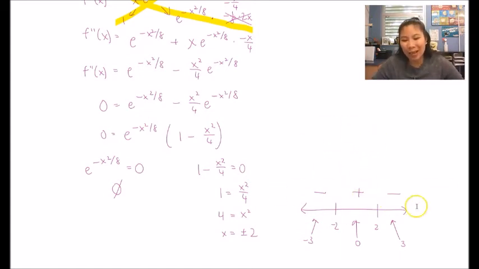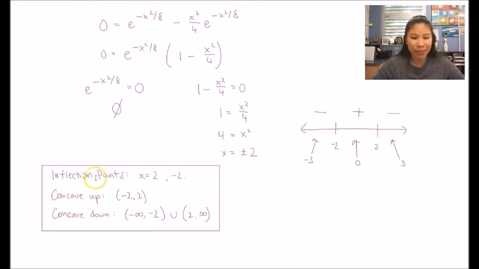Okay, so once we have our signs, then we know anywhere where it's negative, that's going to be where it's concave down. Anywhere where it's positive is concave up. And because at negative 2 we go from a minus to a plus, that means negative 2 is an inflection point. And at positive 2 we go from a plus to a minus, so that's also an inflection point. So here it is all written out. We've got inflection points at x equals 2 and negative 2. We're going to be concave up between negative 2 and 2 because of that positive section right there, and then concave down from negative infinity to negative 2, and from 2 to infinity because of the negative sections there.